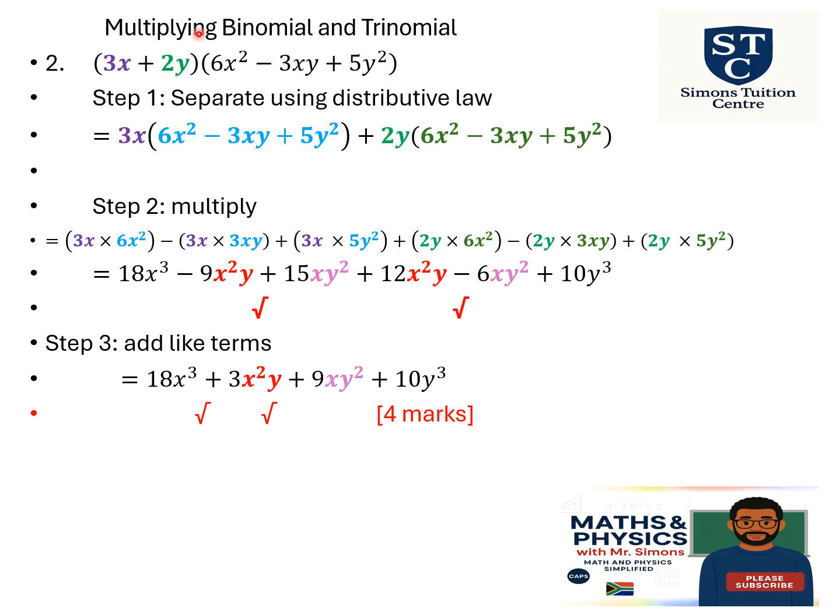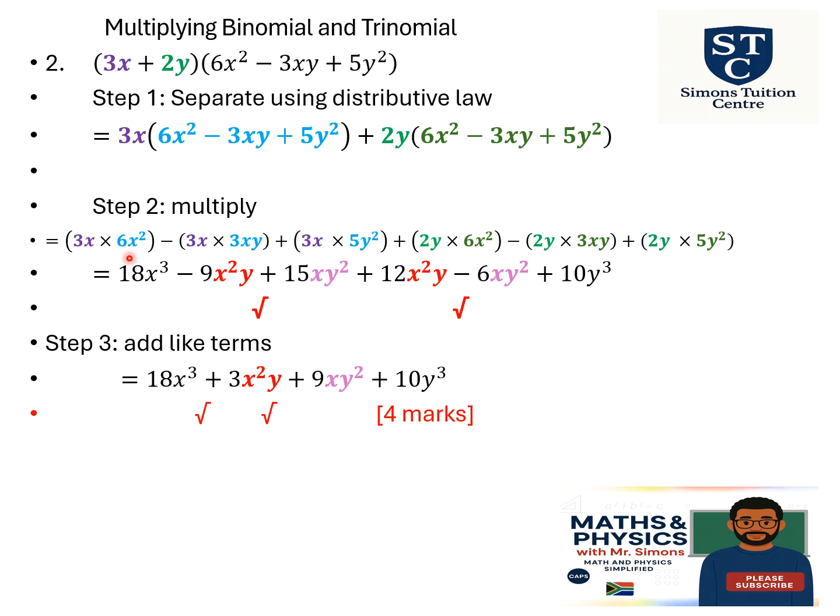Therefore it represents multiplication. So I have 3x times 6x squared. I have positive times negative, which becomes negative. 3x times 3xy, I have positive times positive. 3x times 5y squared, the positive times positive stays positive. 2y times 6x squared, positive times negative stays negative. 2y times 3xy, positive times positive stays positive, and I have 2y times 5y squared. So these two steps you don't need to show, that I'm doing for explanation purposes.